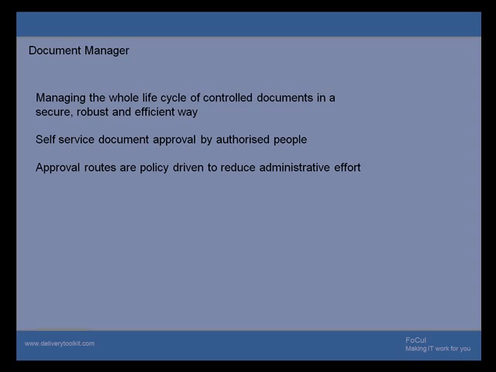So if you are the person who is responsible for, say, an operating procedure, you should be able to create a new revision, have that issued for approval, and then revise it in the future, all without any input from any administrative people. And we do this by having approval routes, which are policy-driven approval routes, and they can be as complex as you want to make them.